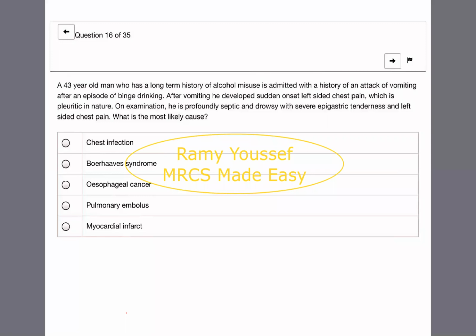I'm going with B, Boerhaave syndrome, because he's an alcoholic. And yes, an attack of vomiting also.